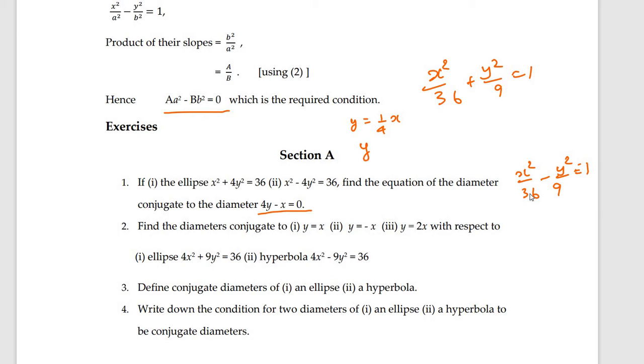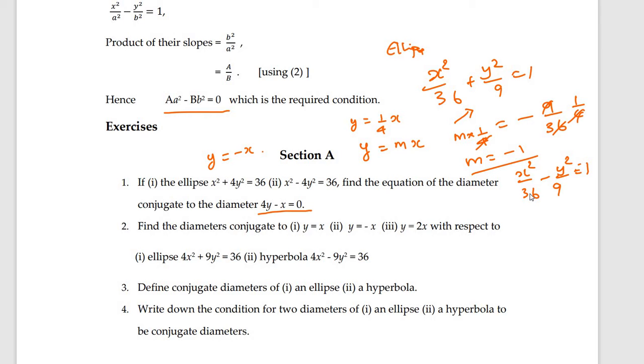So suppose I assume the required diameter to be, say, y is equal to mx, then when I consider the ellipse, we have our condition to be m into 1 by 4 equal to minus b square by a square. So that means we have 1 by 4, this 4 and this 4 will get cancelled, giving m is equal to minus 1. So for this, the conjugate diameter will be y is equal to minus x.